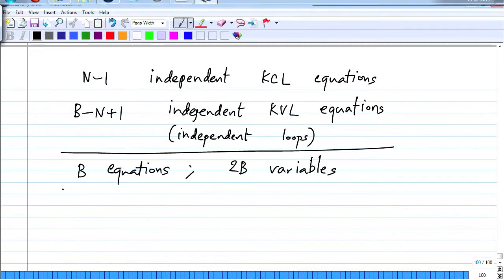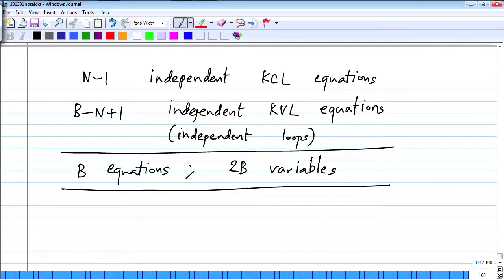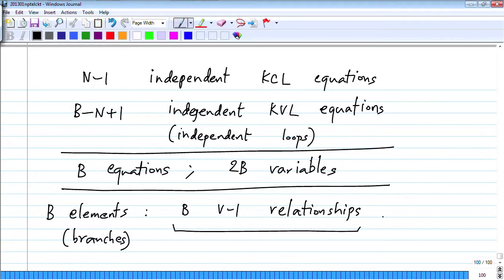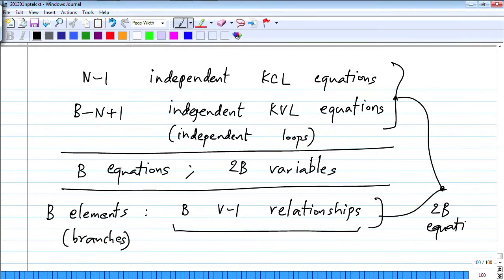One of you said it comes from the VI relationship of each element, and that's correct. Some of you said Ohm's law, but Ohm's law is very specific to a resistor. So we have b elements or b branches, and each element will have its own VI relationship. So we have b VI relationships, and together we have 2b equations. Okay. So with this we can solve for the 2b variables, which are b branch voltages and b branch currents. So I hope this part is clear.